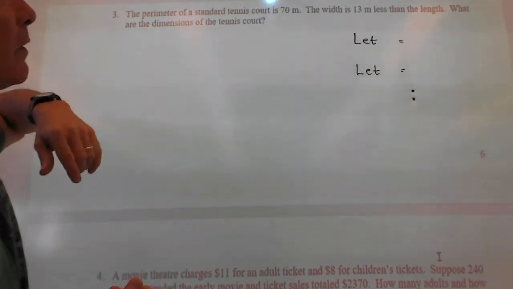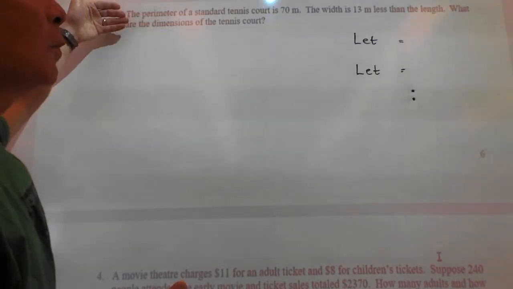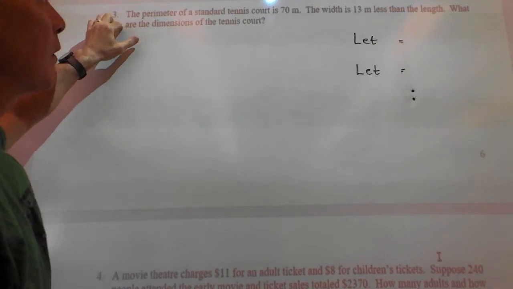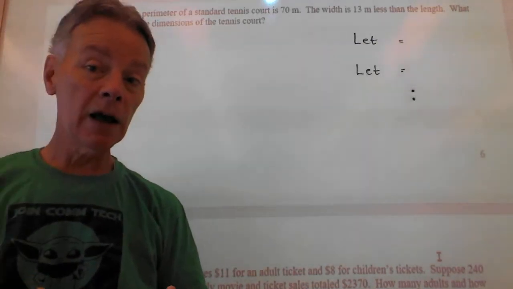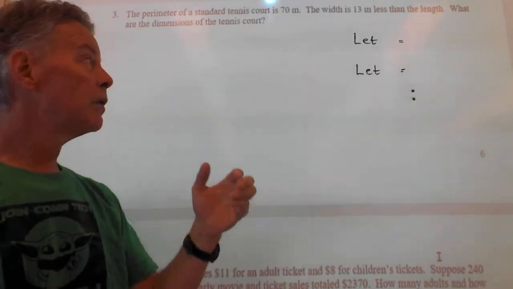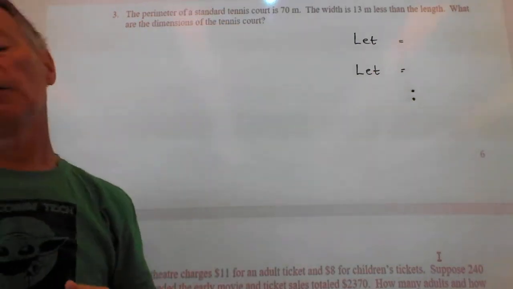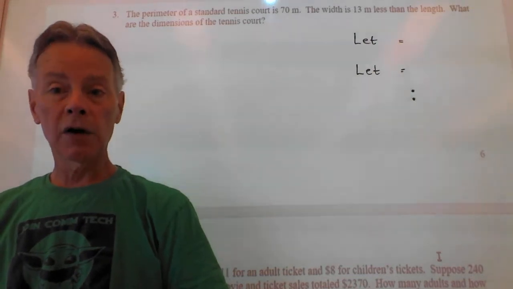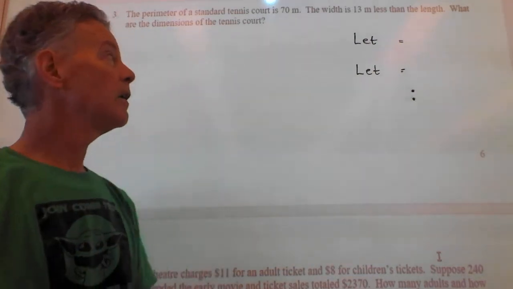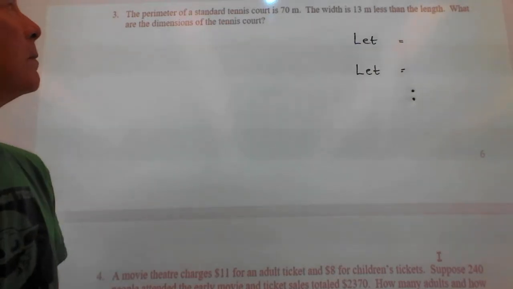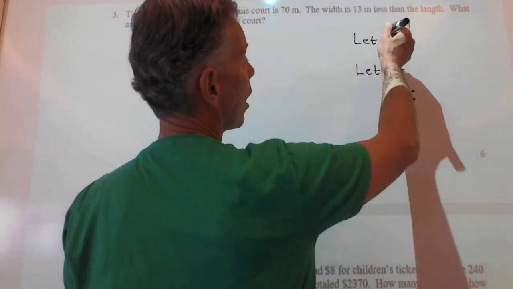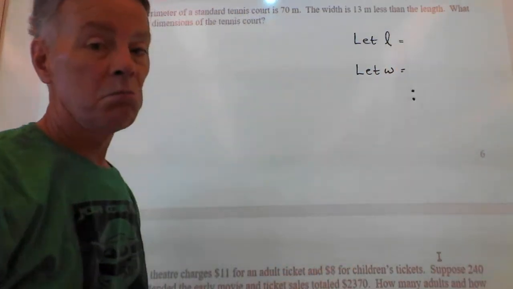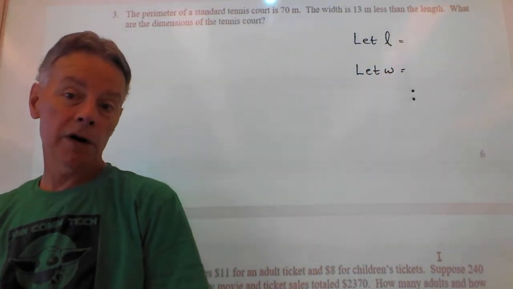The perimeter of a standard tennis court is 70 meters. The width is 13 meters less than the length. What are the dimensions of the tennis court? So again, this is one of those ones, remember I told you, that sometimes they'll tell you what the variables are in the last sentence. And in this case they have, right? They've said you're looking for the dimensions of the tennis court. So our dimensions, of course, are our length and our width. So we'll use L and W, right? Keep it straight.